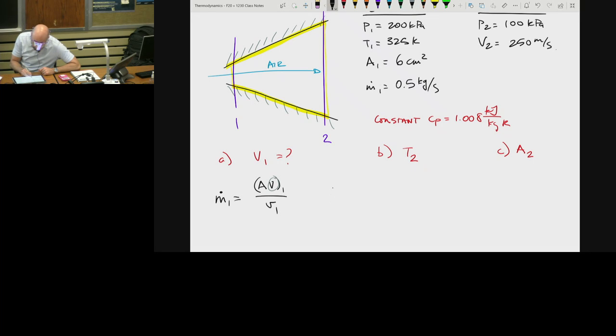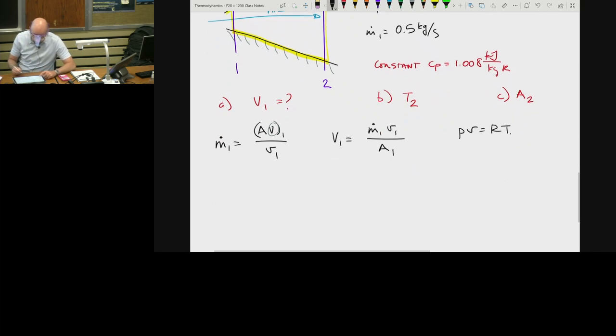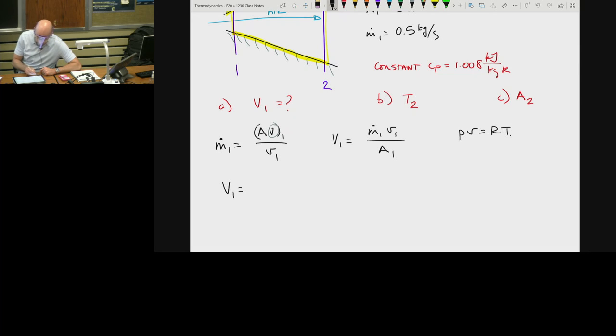So I can say that the velocity at 1 is equal to mass flow rate at 1 times the specific volume at 1 all over the area at 1. And I know air is an ideal gas, so Pv is equal to RT. So velocity at 1 is equal to m dot 1 times R times T1 all over P1 times area 1. And I'm being redundant by putting that 1 on everything because I just want to emphasize we can't take anything besides that state at 1. We cannot look at it any place else. We have to look at it at 1.